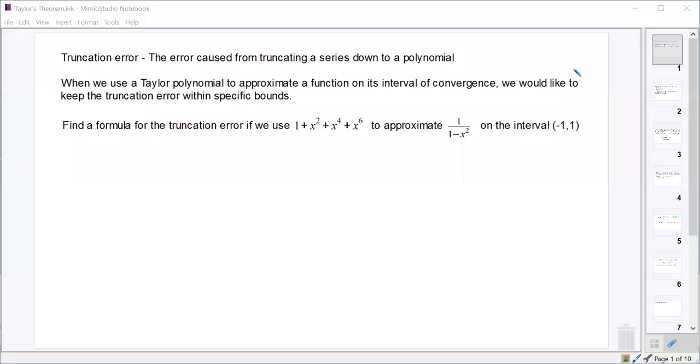All right, so we're going to talk a little bit about the error that we get when we truncate a Taylor series into a Taylor polynomial and how to deal with those errors. There are three types of error bounds that we are going to look at. One is specifically for geometric series, called the geometric series error bound. The second one is specifically for alternating series. It's called the alternating series error bound.